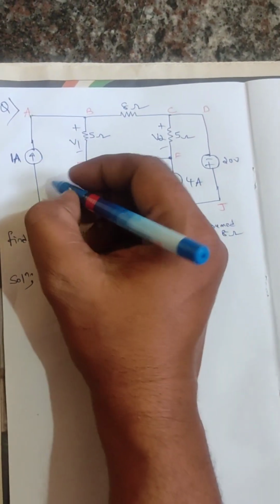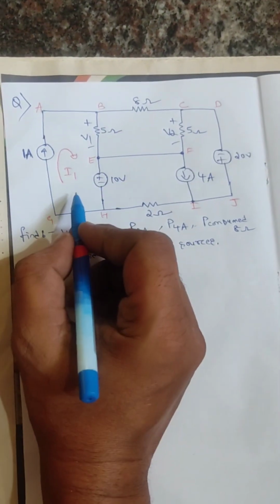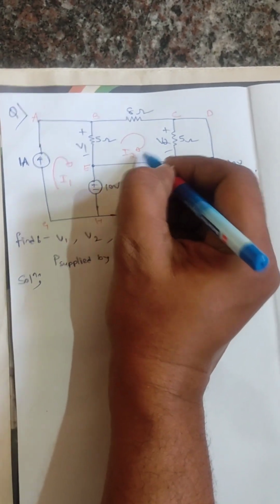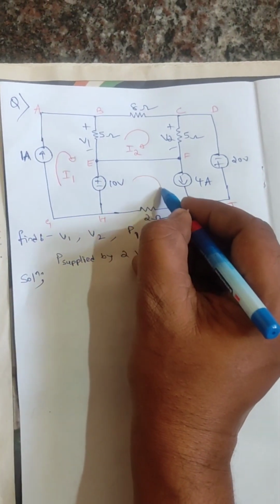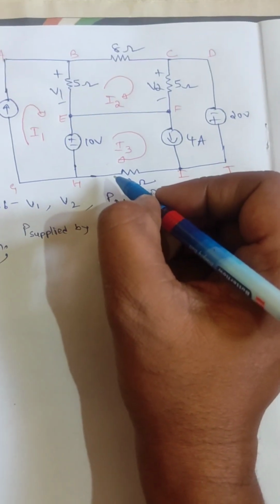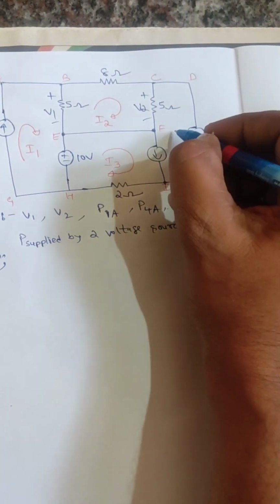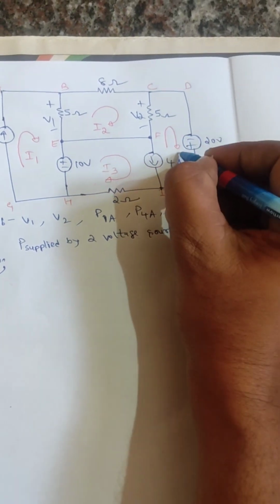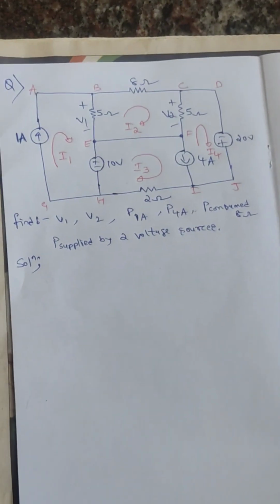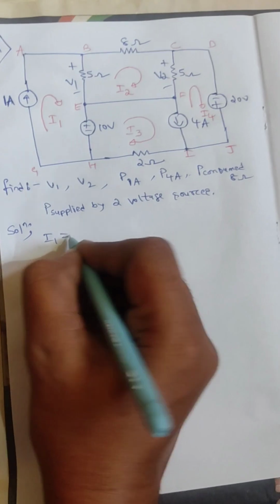So now the 1 ampere current source is there. I'm assuming some current is flowing here. So that current I'm naming as I1 current, and some current flows here. That current I'm taking as I2, and some current flows in this direction. I'm taking that current as I3 current. Next, the current in this outer loop C, D, J, I, F. So this loop current is flowing this way, so I4 current.